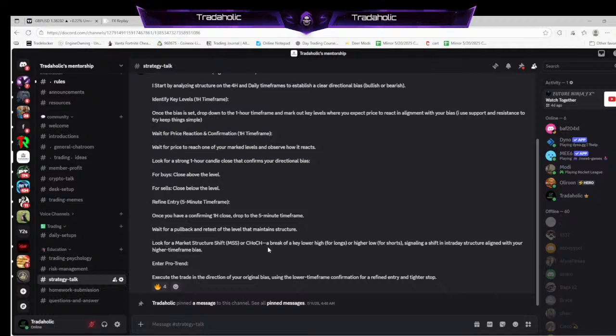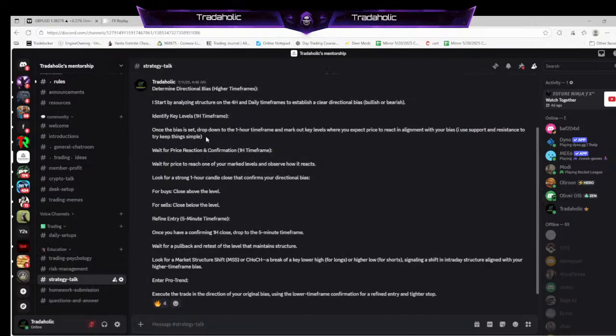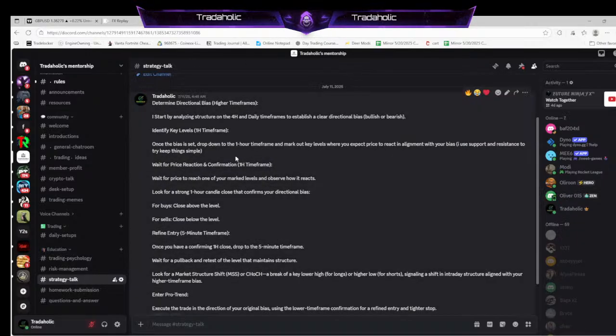So I look for a market structure shift, a break of a key lower high for longs, or a key higher low for shorts, signaling a shift in intraday structure aligned with your higher time frame bias. Enter pro trend. Execute the trade in the direction of my original bias using the lower time frame confirmation for a refined entry and stop loss. So when I say I need everything to happen in order, I need all of this to happen in order before I press buy or sell.